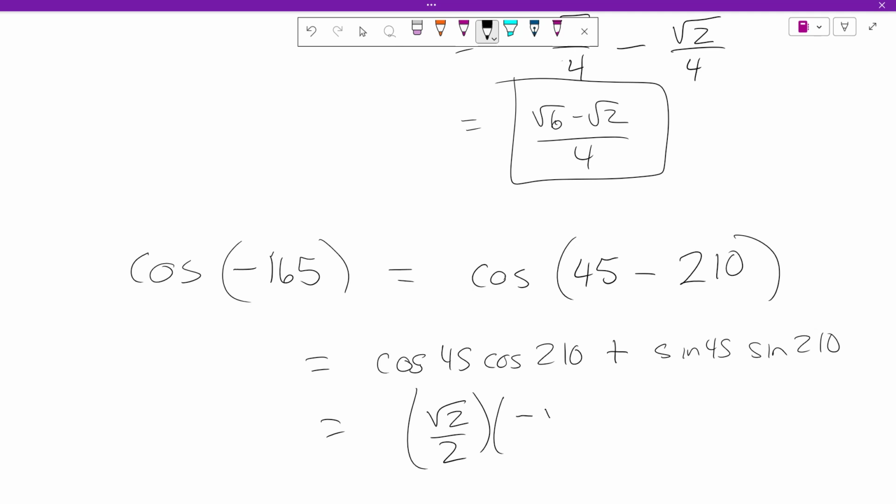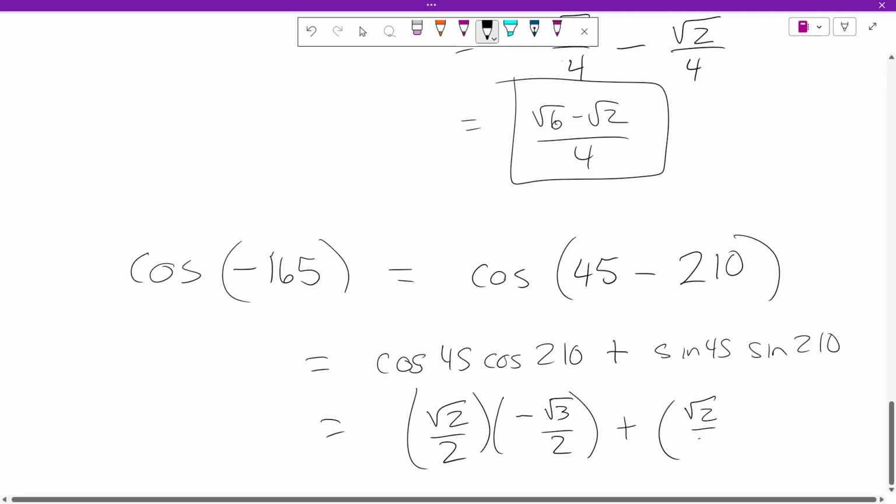Negative what? Square root of 3 over 2. Plus sine of 45. Sine of 210. Negative 1/2.